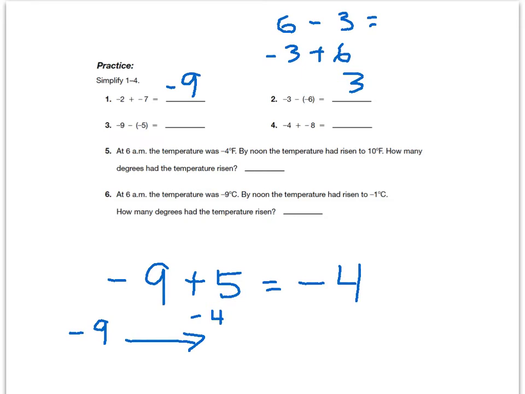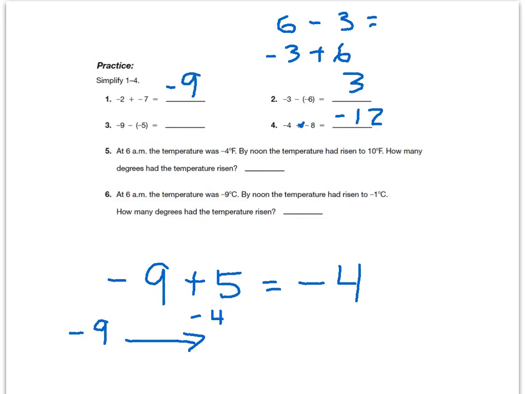Number 4, we have -4 and -8, and we're adding them together. So when we add two negatives together, we get a bigger negative, or when we look at the signs, we know that this sign is useless because numbers only get one sign, and the negative wins. So if we have -4 and -8, I borrowed 4, I borrowed 8 more, I owe 12. Okay? Number 5, at 6 a.m.